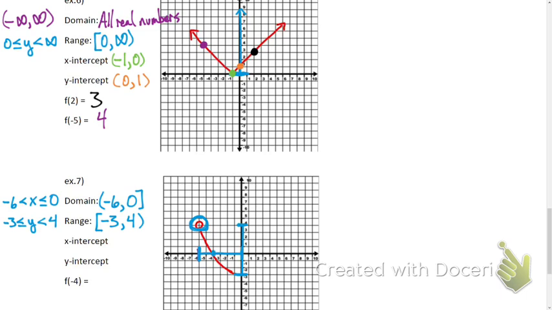X-intercept is right here, the blue dot, -4, 0. The y-intercept I really covered up. That is at -3. And f of -4, I already made a dot on it, because you go to -4 on the x-axis, and that's the x-intercept, because that's where the graph crosses it. So it is 0. All right, I hope that made sense.